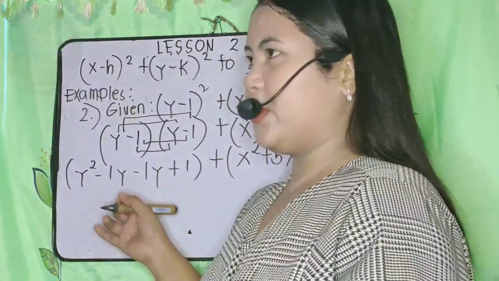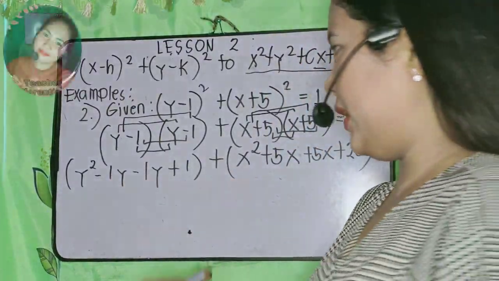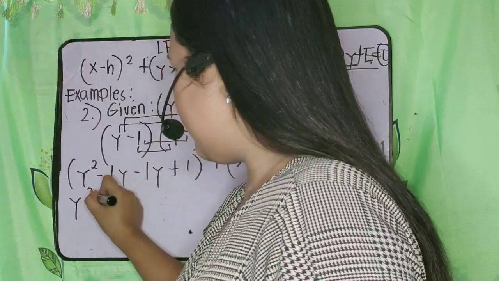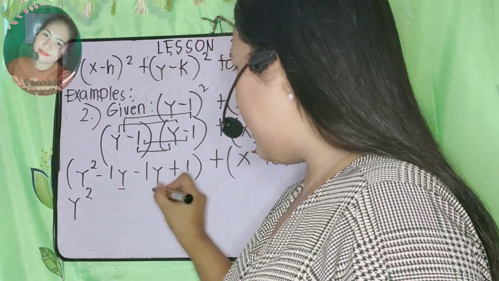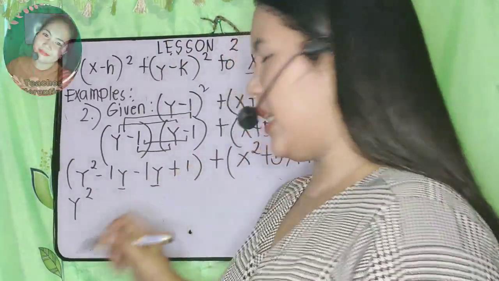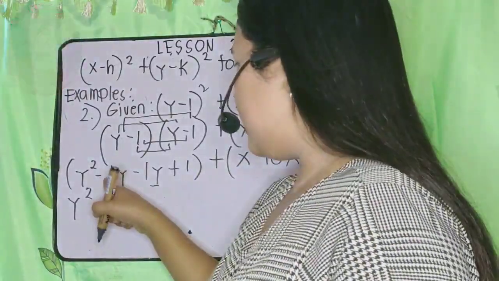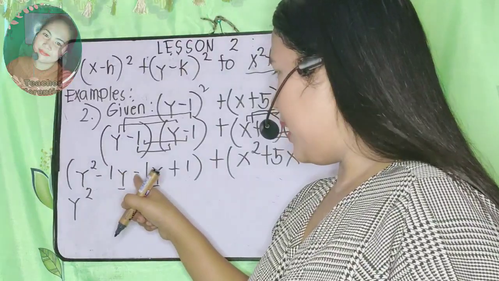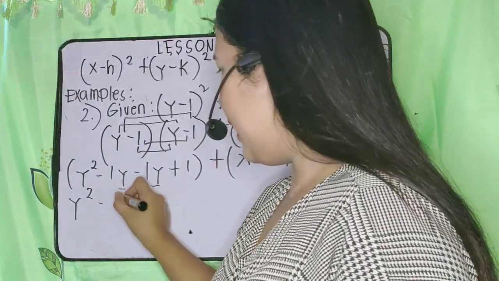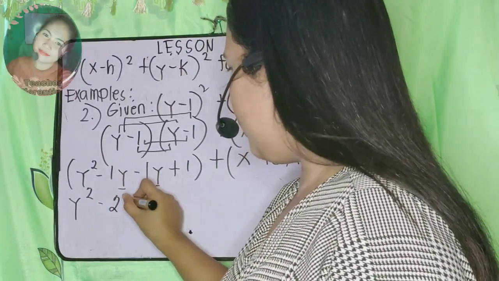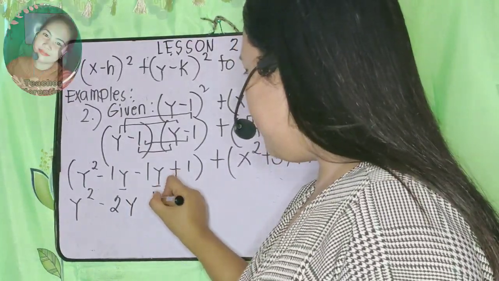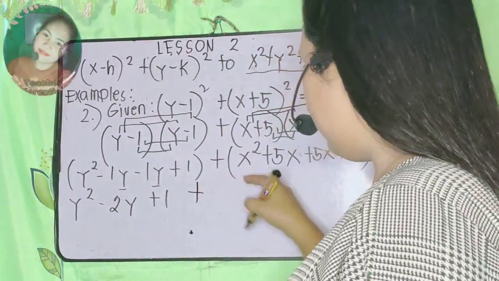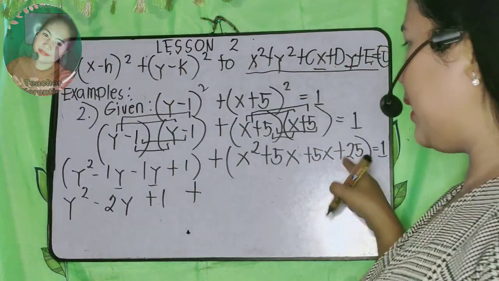Kopyahin na yung, or add na yung may magkaparehas na pwede. So, since isa lang yung y squared, kopyahin lang natin y squared. Okay, so dito, magkaparehas na y, so pwede natin siyang pagsamahin. So, since negative 1 minus 1, so what is the answer? Negative 1 minus 1. Okay, so we have negative 2, then kopyahin yung y. Then, copy plus 1. Okay? Then, copy plus. Ito naman sa pang second.